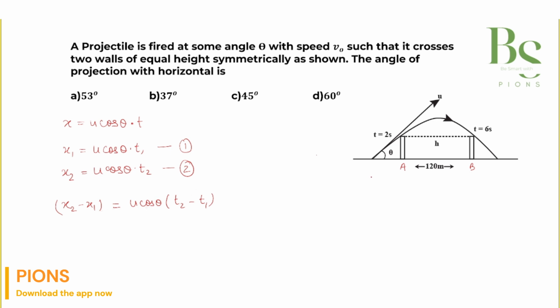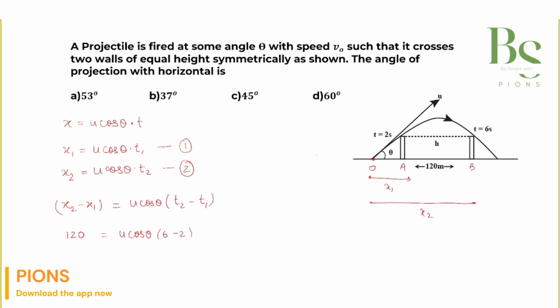Now we know that x1 will be from here to here. This coordinate is x1, right? And x2 here is from O to B, the x2 position, right? Along x-axis, what is the distance moved by the particle? And what is x2 minus x1 given here? x2 minus x1 is given here as 120, correct? And that will be equal to u cos theta, and t2 minus t1, what's the time? 6 seconds, and over there 2 seconds, so 6 minus 2.